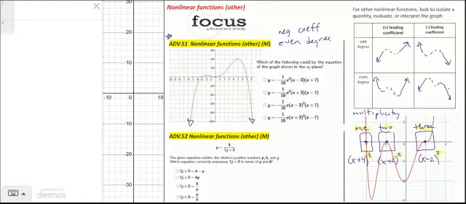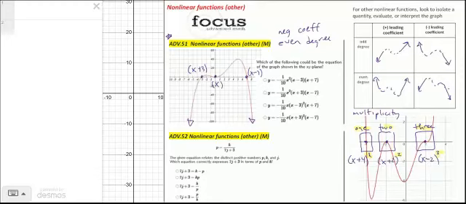Okay? We see that there are 1, 2, 3 places where this graph crosses the x-axis. Each one of these corresponds to a 0 or a factor, x minus whatever that 0 is. So x minus a negative 3. Here, x minus 0, so just x. And here, x minus 7.